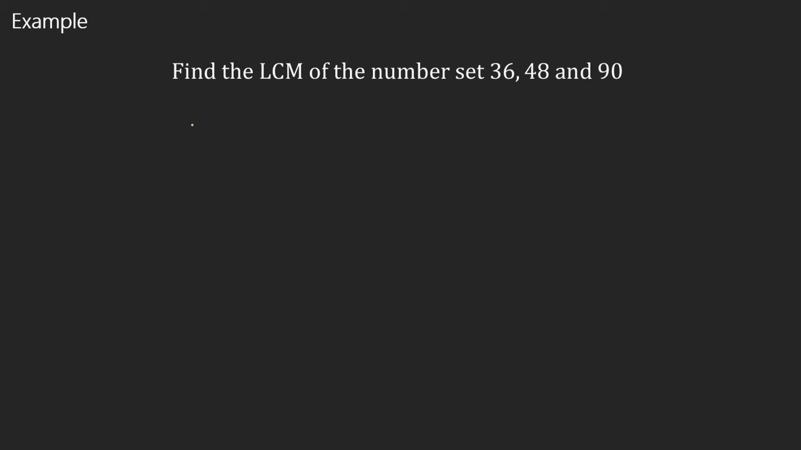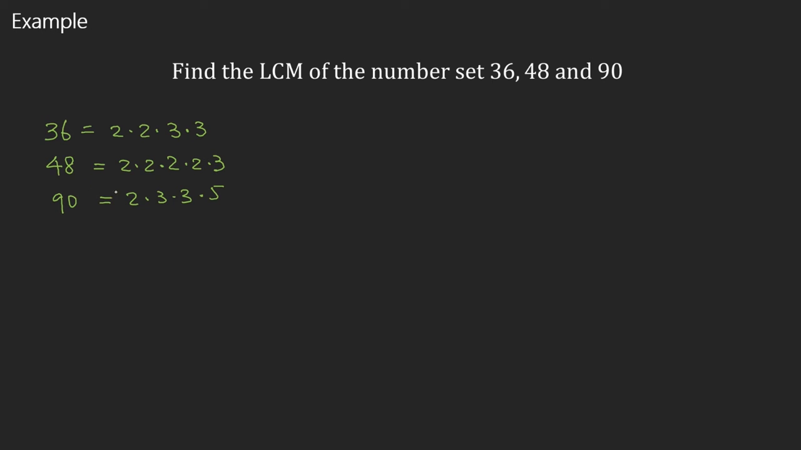In this example, we're going to find the LCM of three numbers using the Venn diagram. So as a first step, we're again going to find all the prime factors for 36, 48, and 90. Okay. So 36 equals 2 times 2 times 3 times 3. And 48 equals 2 times 2 times 2 times 2 times 3. And 90 equals 2 times 3 times 3 times 5. So here is our set of prime factors for these three numbers.